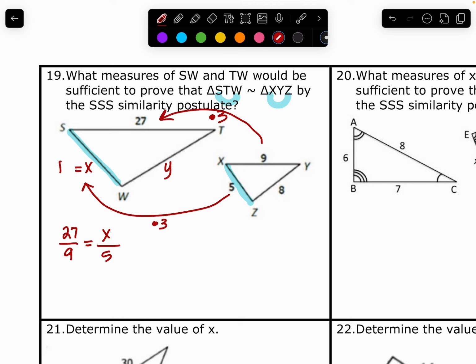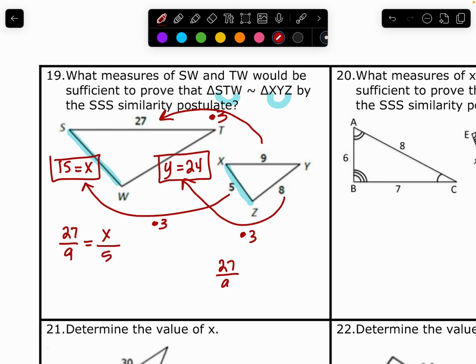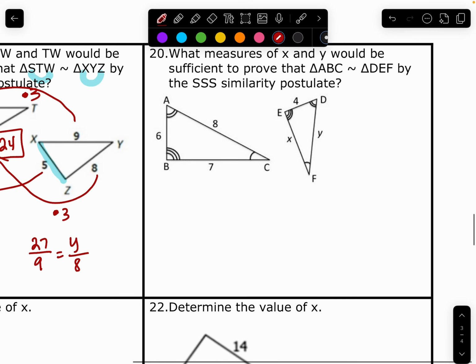It's 15, isn't it? So we could just do that. And 8 times 3, again times 3, is just 24. We could just do that. So you could use a proportion, but if you don't have to, then don't. If I wanted to set up a proportion for y, I would put 27 over 9 equals y over 8. And then I would just solve it like that. But you should get the same answer. Go ahead and try number 20.